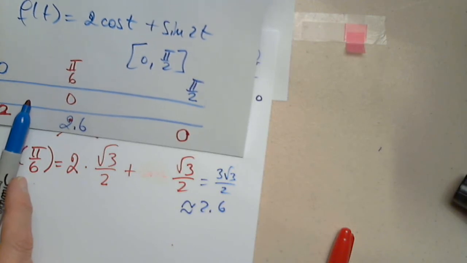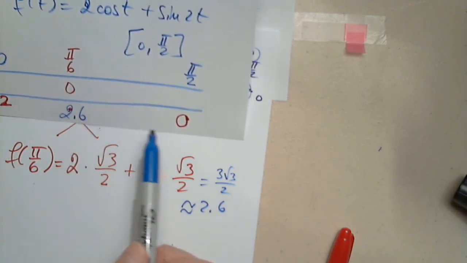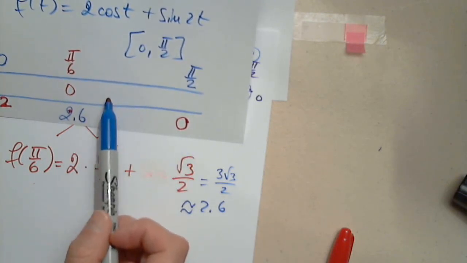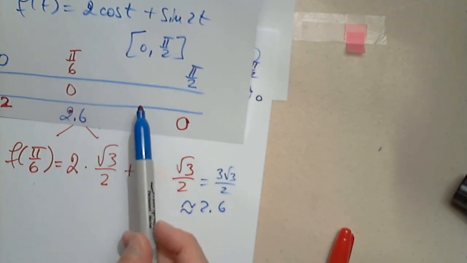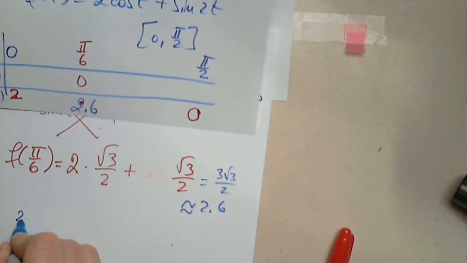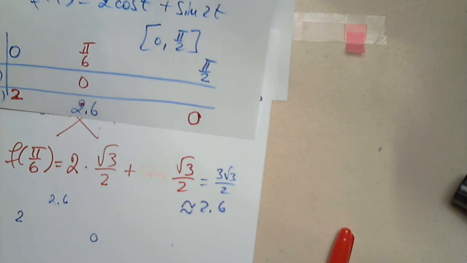But I want to check that. That's how we catch our mistakes. From 2.6 to 0, what should the derivative be? From 2.6 to 0. Negative. Perfect. So here is the sequence. So 2 is here, 2.6 is here, and 0 is here.